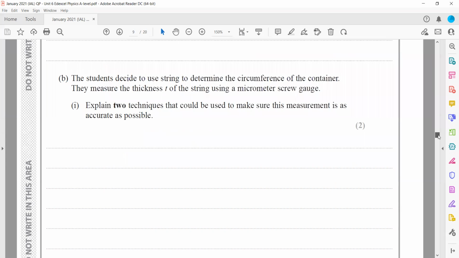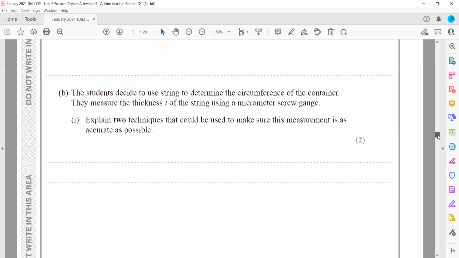Then a student decided to use a string to determine the circumference of a container. They measure the thickness of the string using a micrometer. Explain two techniques that could be used to ensure the measurement is accurate. So how can we use a micrometer to measure the thickness? We should always check for zero error, and we should repeat the measurement with different orientations, because maybe on some side the thickness is not the same as on the other side. And this is a string, so we should not tightly close the micrometer, otherwise it will deform the string.